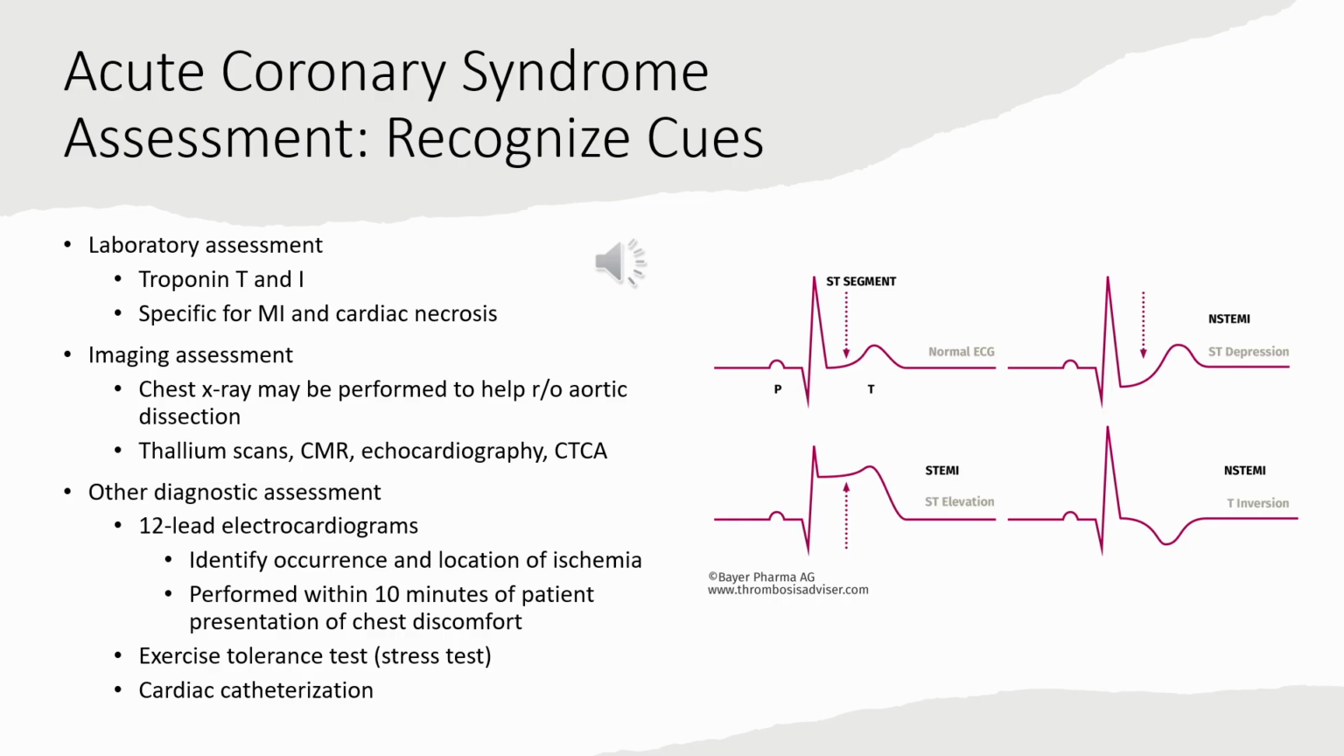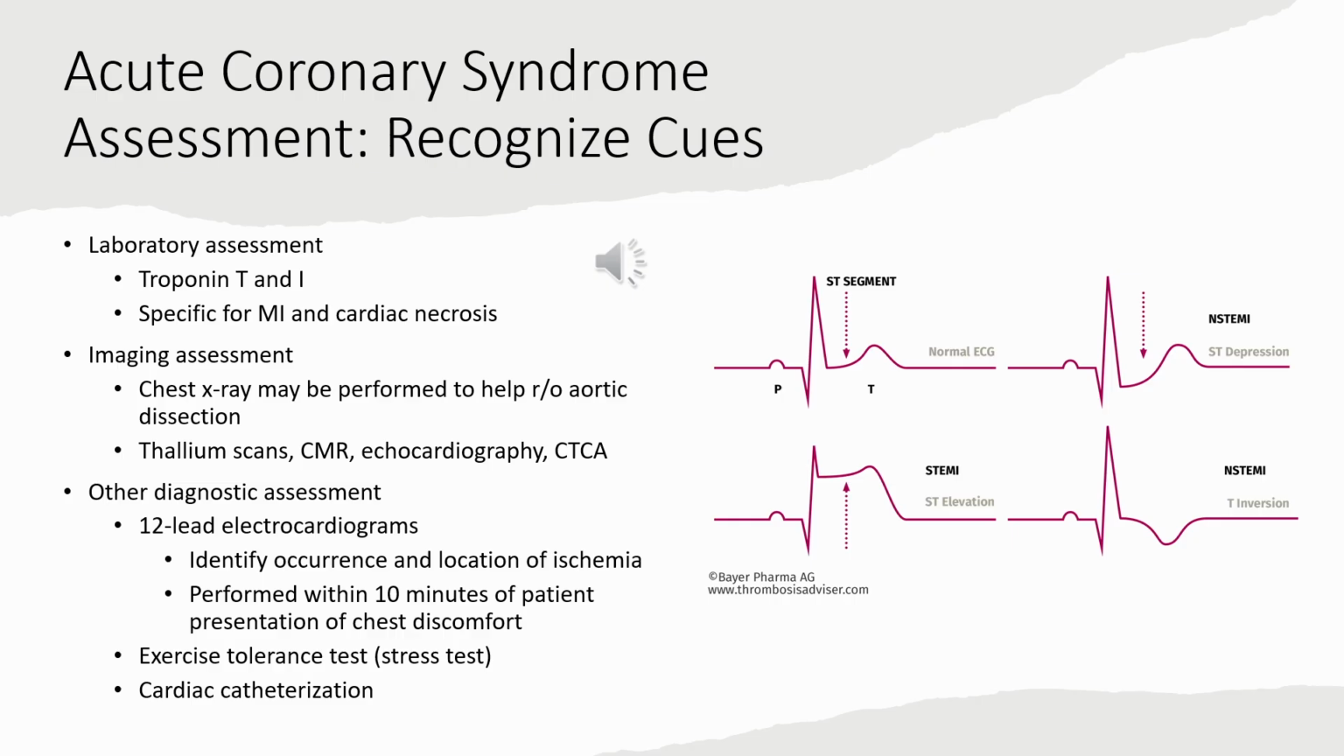Some additional diagnostic testing. So physicians may have patients perform an exercise tolerance test or a stress test, and this is used to assess for any exercise-induced ischemia whenever the patient is stable. We can do a cardiac catheterization or angiography, and this is a definitive test for identifying the extent of coronary artery blockage. So typically if someone comes in with acute coronary syndrome, they're going to get a cardiac catheterization at some point during their hospital stay.